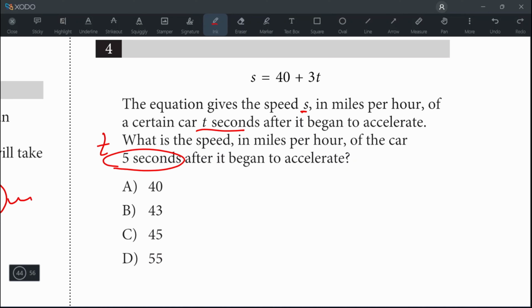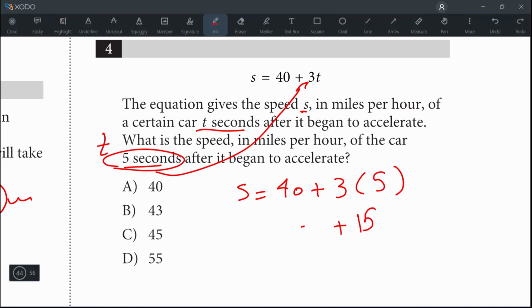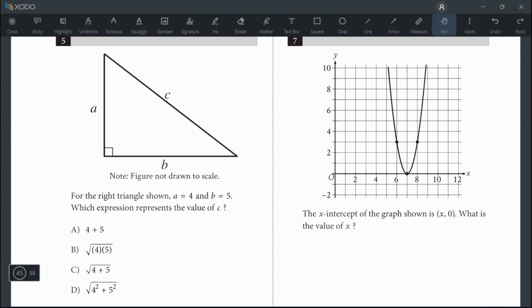Okay, so all we're going to do is plug in the time given into the function and then solve for s. So s is equal to 40 plus 3 multiplied by 5. 3 multiplied by 5 is equal to 15, plus 40, and that's equal to 55. So the answer is choice D. And this is an equations word problem question. Now, what about question number 5?